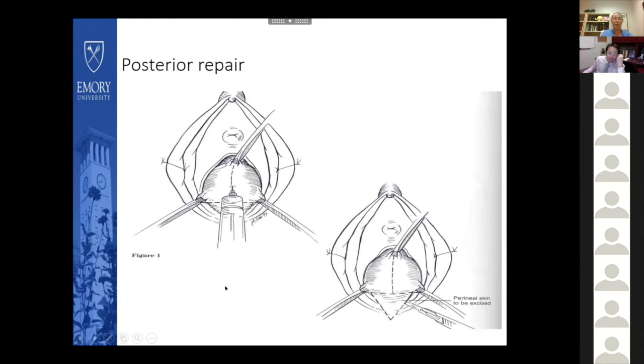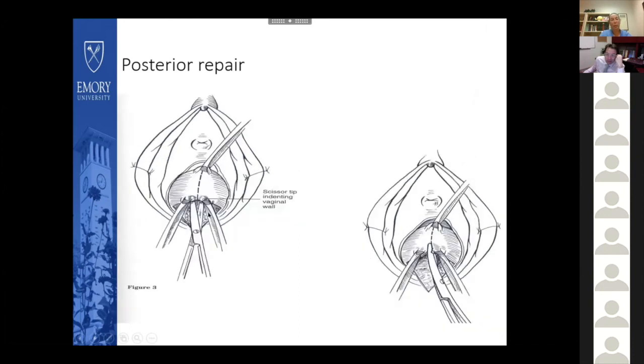Okay, so here's the posterior repair. Generally, we inject a solution of Marcaine and epinephrine into this area. This is a highly vascular area, even in older women. We inject this anteriorly too anytime we're doing this, but what that does is it not only helps with hemostasis, but it also gives some hydrodissection. So then you're going to make an incision. Here, they like to do a triangle incision. I actually usually do a diamond. So I'll come up here and here and here, and then you'll go back the rest of the way posteriorly.